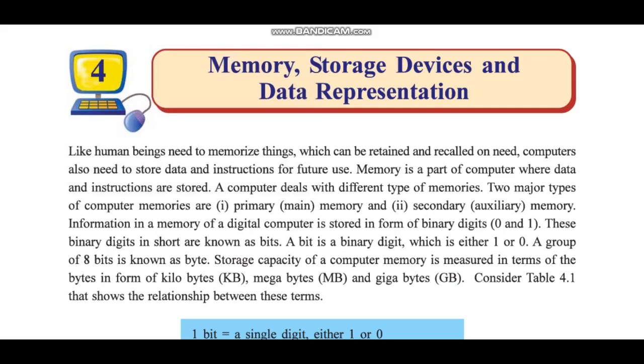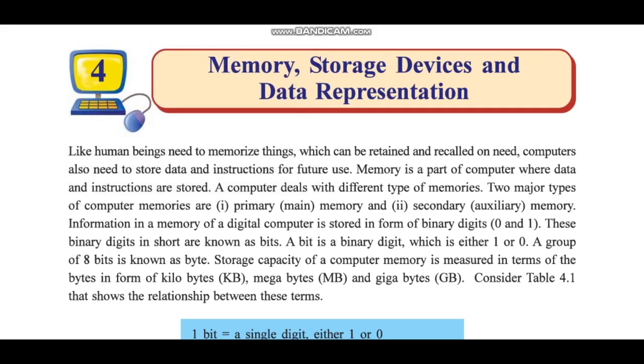A computer deals with different types of memories. Two major types of computer memories are: first is primary main memory, also you can say primary memory, and another is secondary auxiliary memory, also you can say secondary memory. Means a computer is basically measured in two types of memories. First is primary memory and another is secondary memory.